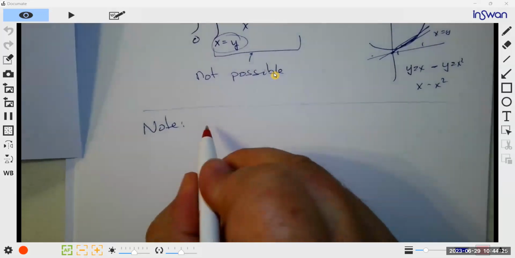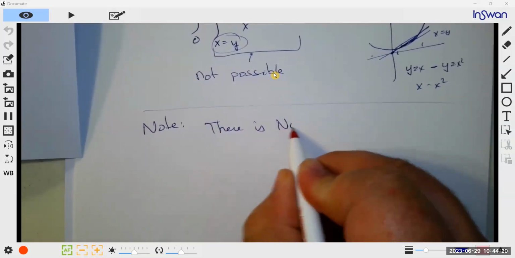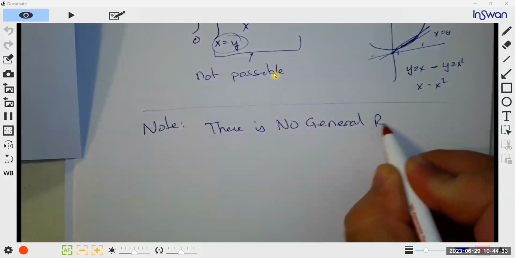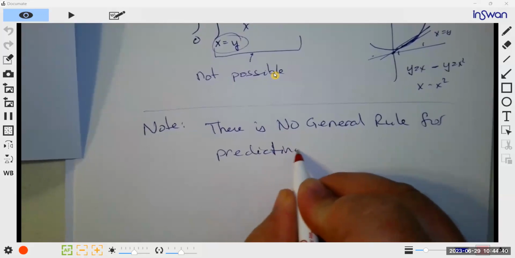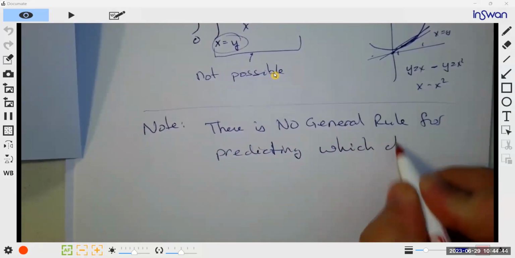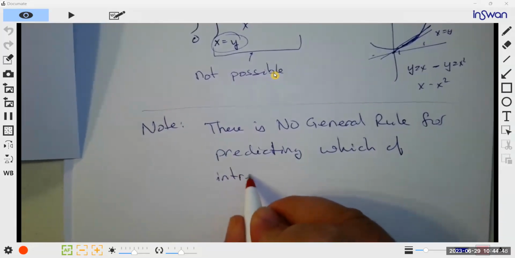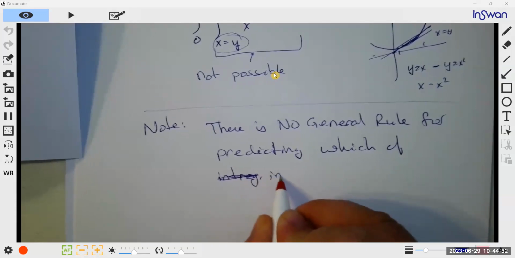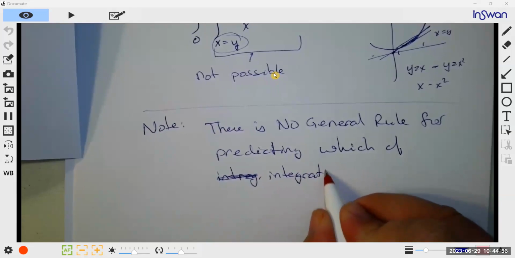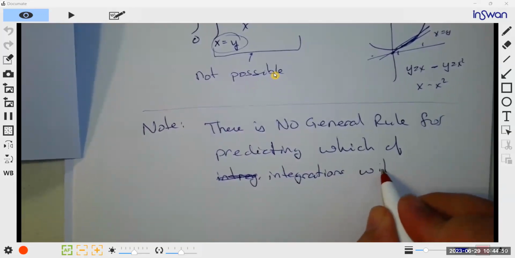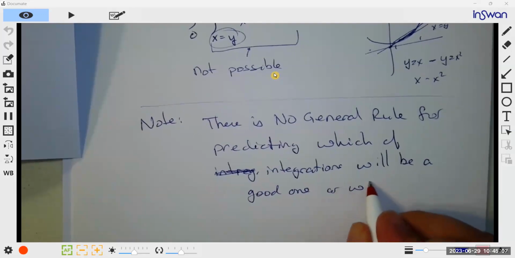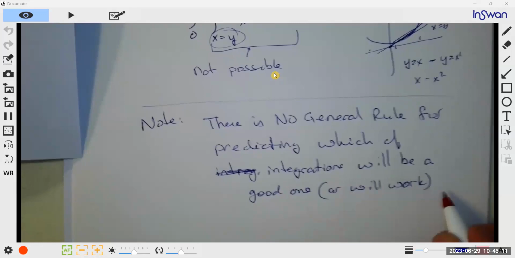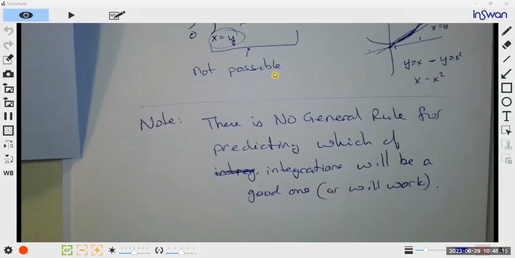Here's a note. There is no general rule for predicting which of the integrations will be a good one or will work. In other words, if you try to do this one dx first and it didn't work, just go back and do the other one.